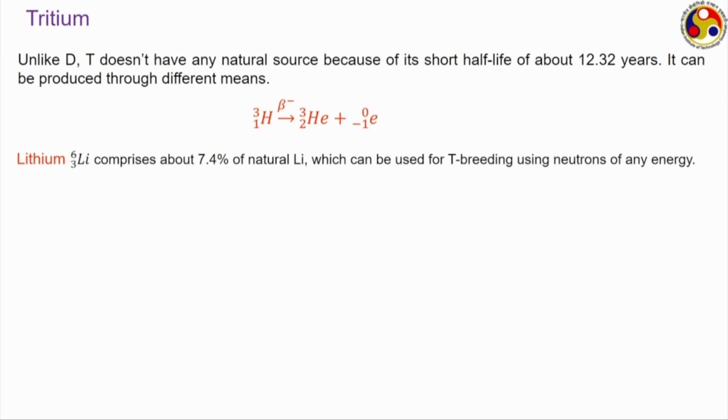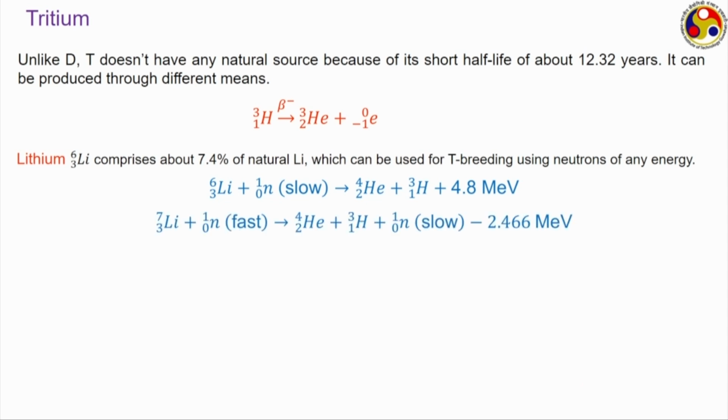Of course, lithium generally has two common isotopes, while lithium 7 comprises the majority of that. Lithium 6 also comprises about 7% or 7.4% of natural lithium. This one can be used for tritium breeding using neutrons of any energy. This is the reaction that goes on by striking the lithium 6 with any neutron, a slow neutron generally, we can produce helium and tritium, and also it is an exothermic reaction releasing 4.8 MeV of energy.